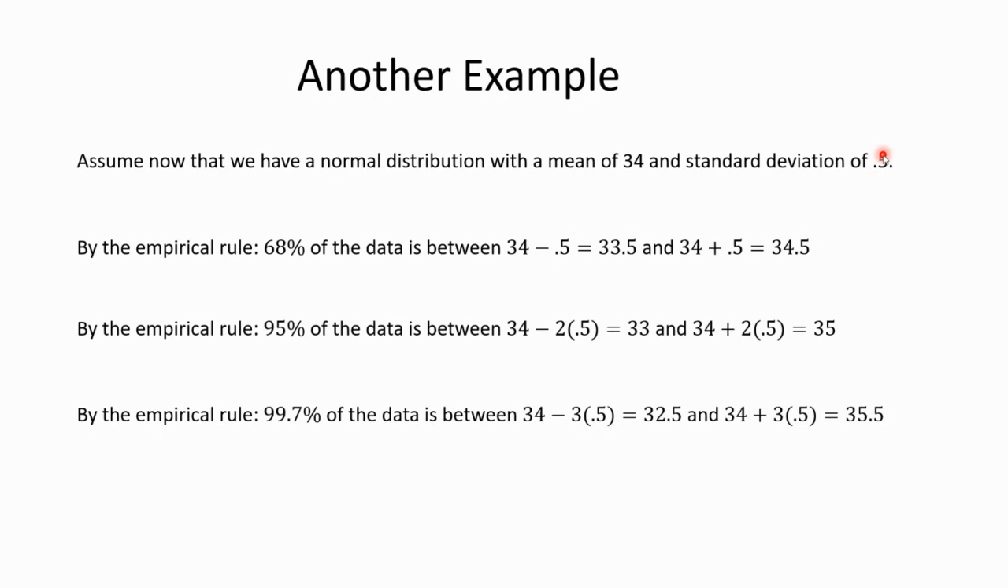So let's use the empirical rule here. By the empirical rule, 68% of the data is going to be between 34 minus a half, the mean minus the standard deviation, 33.5, and the mean plus the standard deviation, 34.5. That's 68% of the data between 33.5 and 34.5. I don't know what the data represents. It could be test scores. But for now, that doesn't matter.